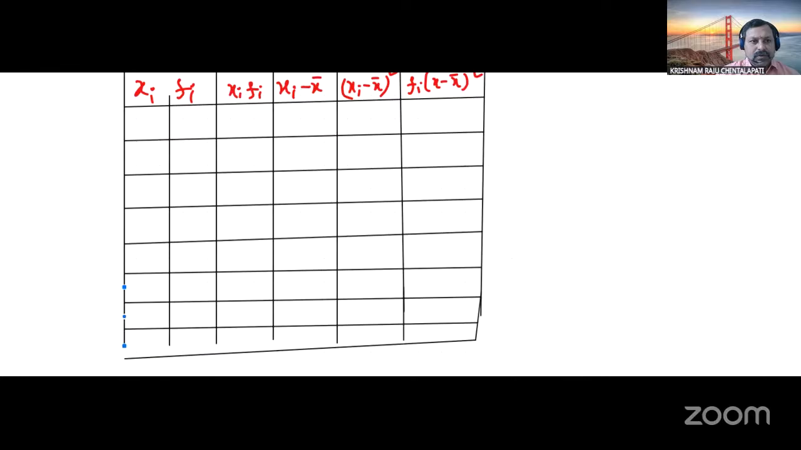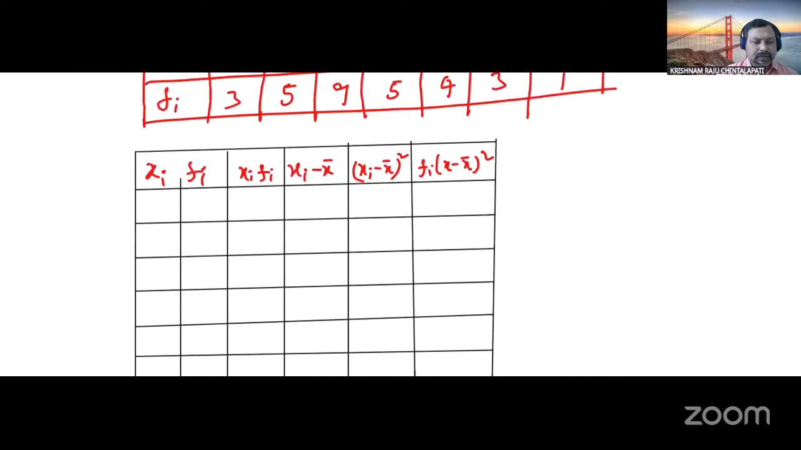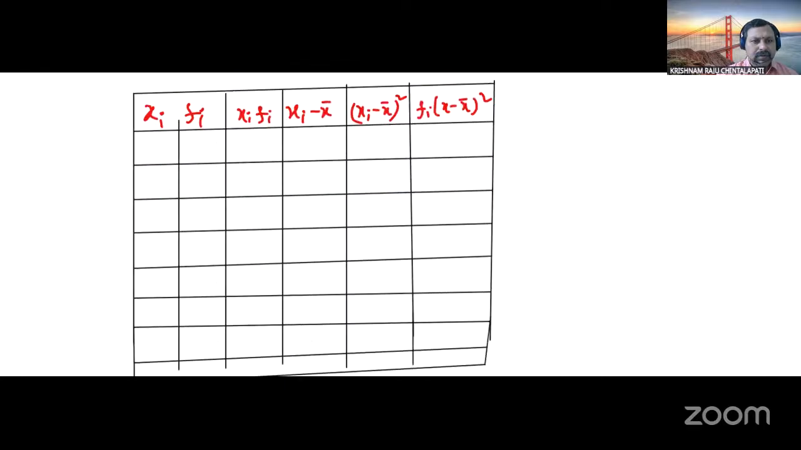Okay. So what is xi value? Xi value 4, frequency is 3. 8, 5. 11, 9. 17, 5. 20, 4. 24, 3. 32, 1.